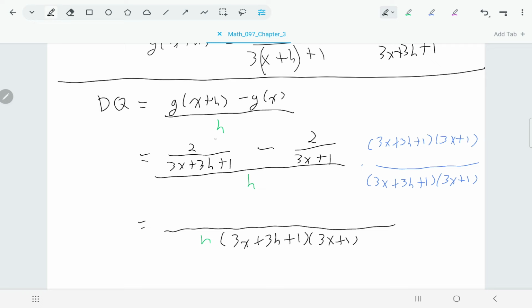For the numerator, when I multiply the first fraction by these two brackets, the 3x plus 3h plus 1's will cancel, leaving just the 2 times the 3x plus 1. And for my second fraction, the 3x plus 1's cancel, leaving just 2 times the 3x plus 3h plus 1.